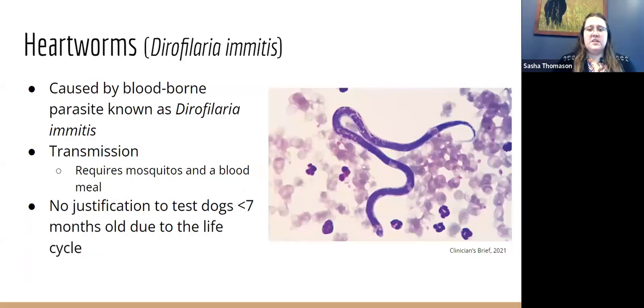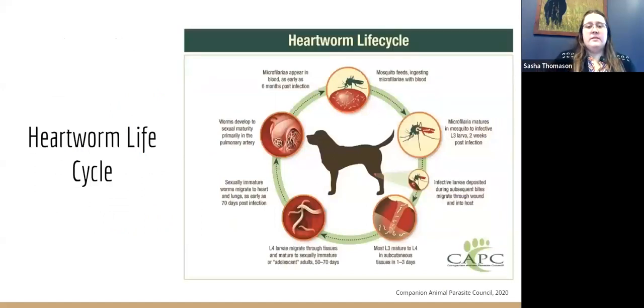And I'll talk about the life cycle on the next slide as well, but due to their life cycle and their development, there's not really any justification to test dogs that are less than 6 to 7 months old. And so this is just one depiction of the heartworm life cycle. This one's from the Companion Animal Parasite Council. The American Heartworm Society also has different setups for their life cycle, but they're all very well depicted, very well described. But I'll just go through a brief description of the heartworm life cycle.